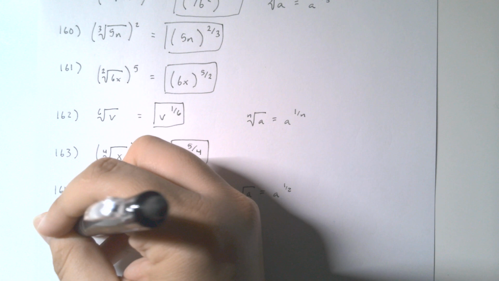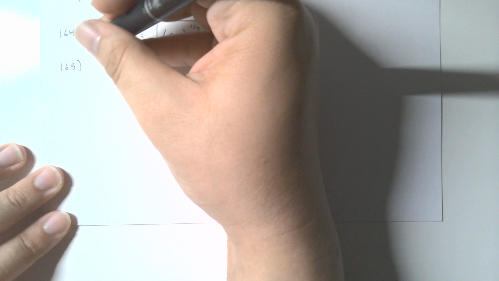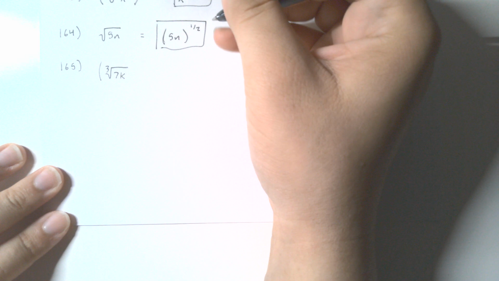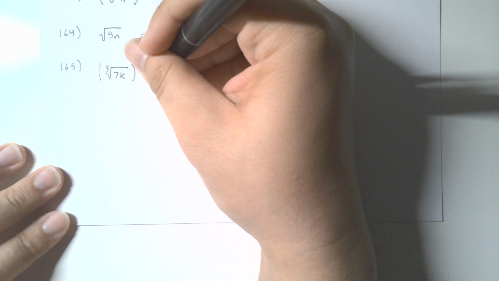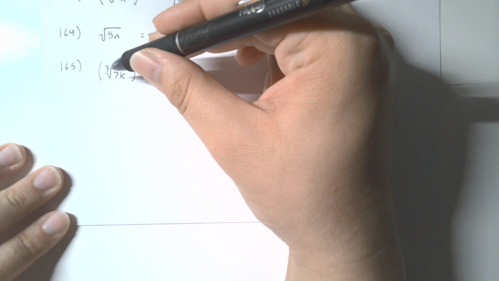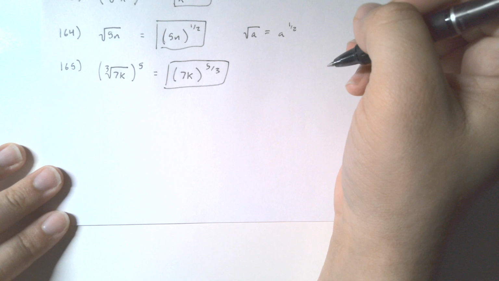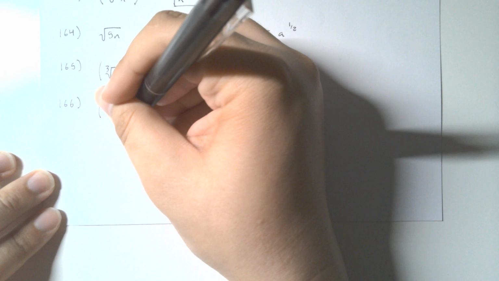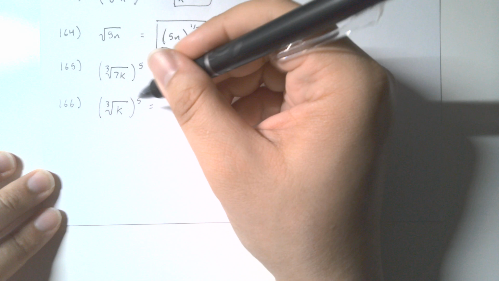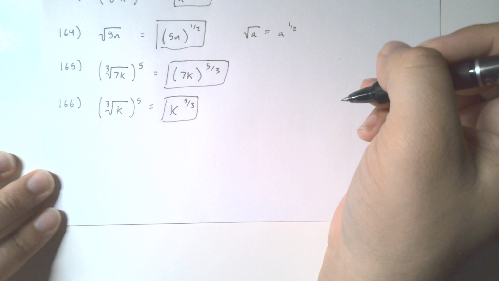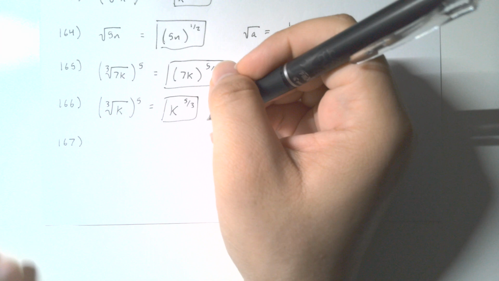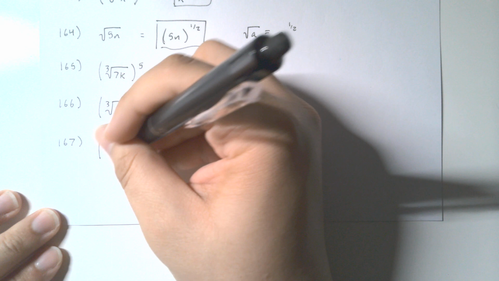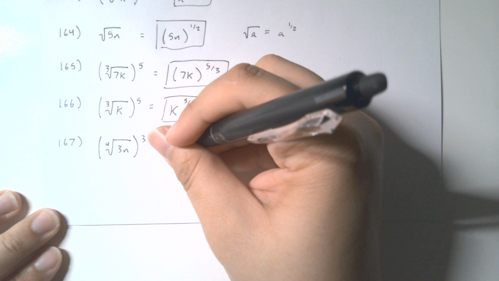For number 165, we have the cube root of 7k to the power of 5. We can rewrite this as 7k to the power of 5 over 3. For number 166, we have the cube root of k also to the power of 5. Similar to the one above it, this is going to be k to the power of 5 over 3. For number 167, we have the fourth root of 3n to the power of 3. This is just going to be 3n in parentheses to the power of 3 over 4.